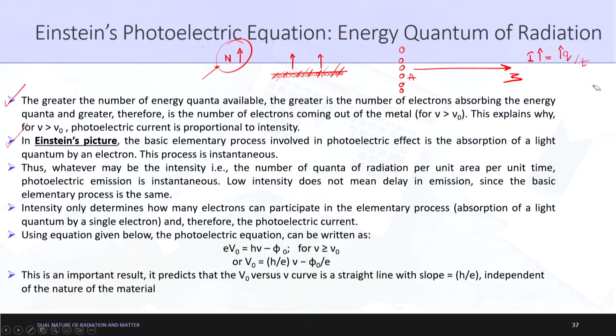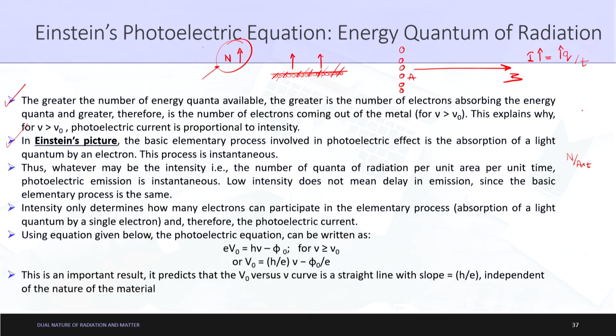Thus, whatever may be the intensity, that is the number of quanta of radiation per unit area per unit time, if I write it as n upon A into T, the photoelectric emission is instantaneous. Low intensity does not mean delay in the emission, since the basic elementary process is the same.